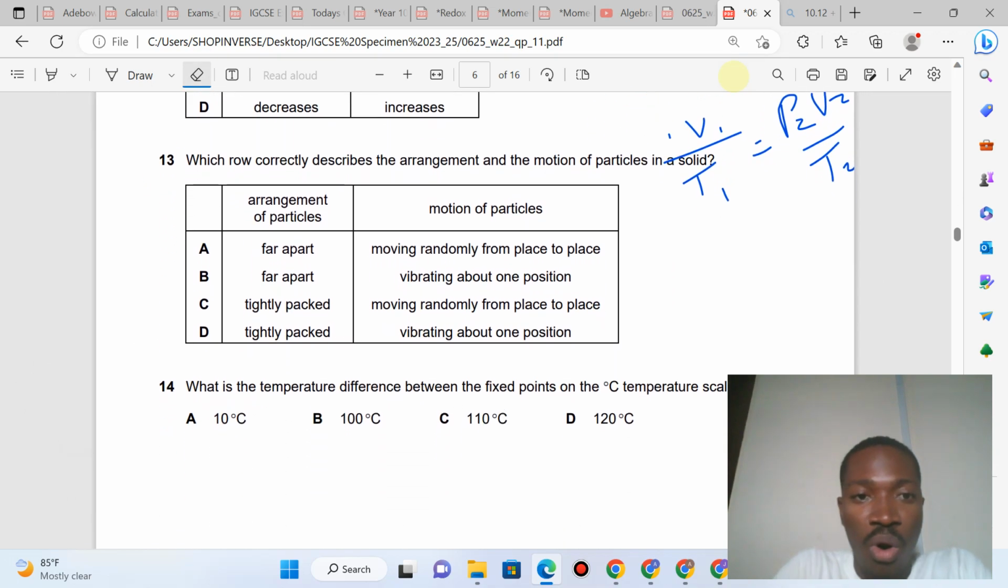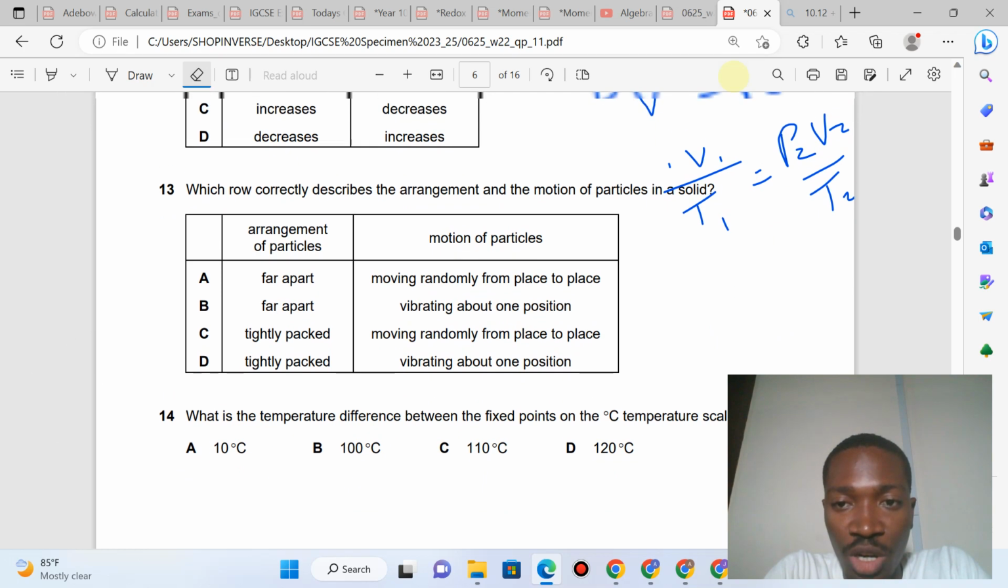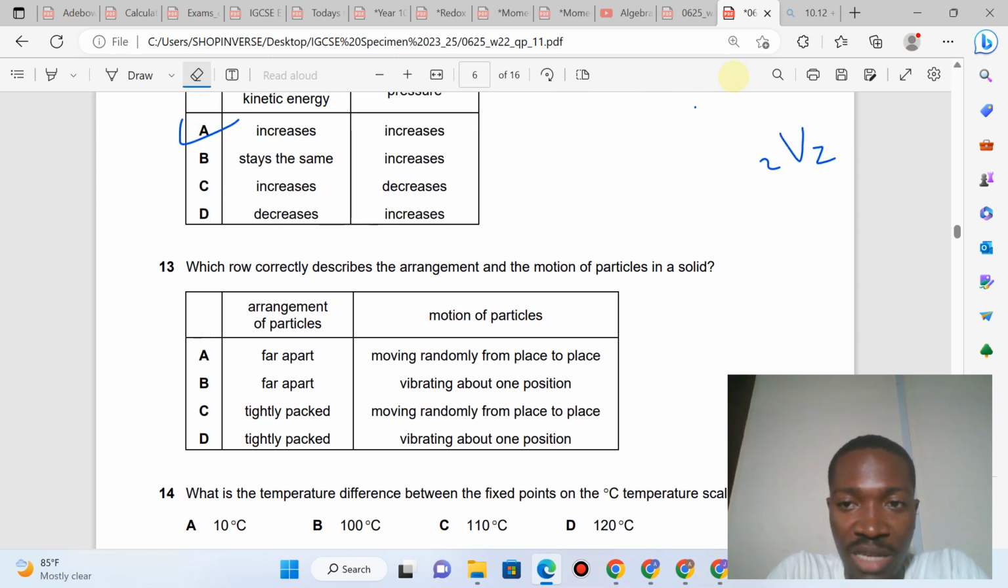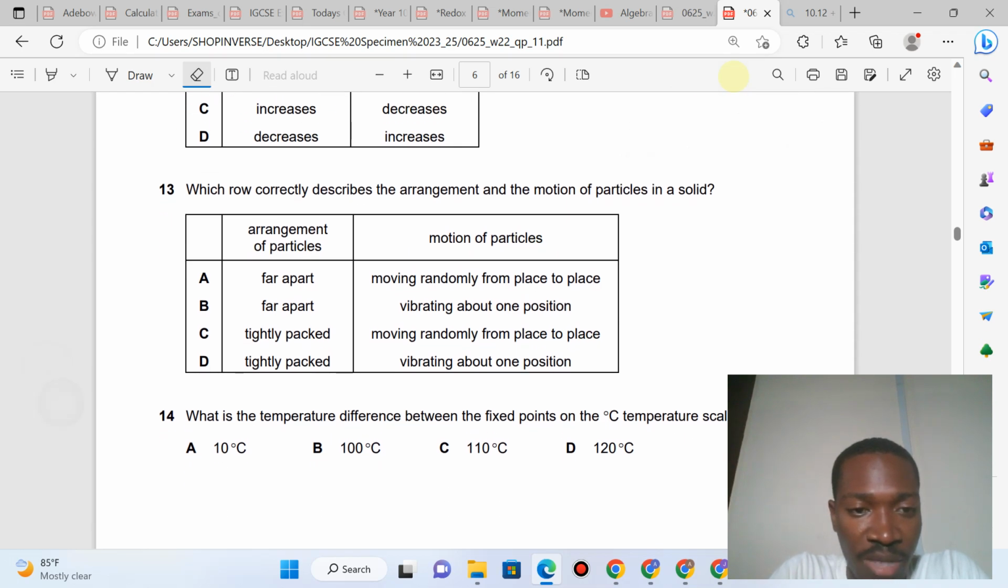Which option correctly describes the arrangement and the motion of particles in a solid? What's the motion of particles in a solid? Option A, arrangement of particles far apart. The particles of solids are not far apart. It's the particles of gases that are far apart from each other. So A is not correct. B, far apart, not correct.